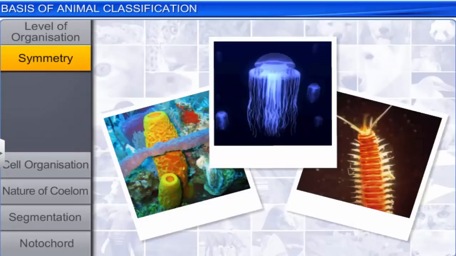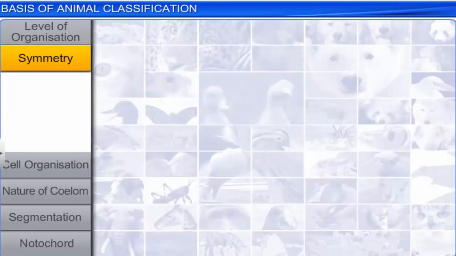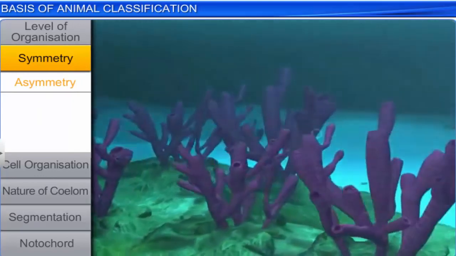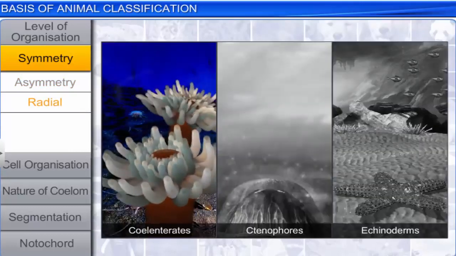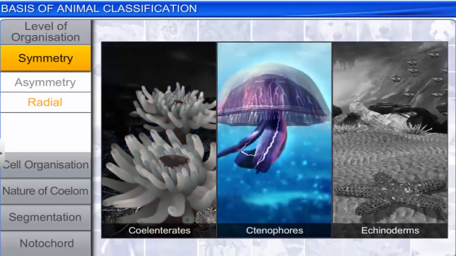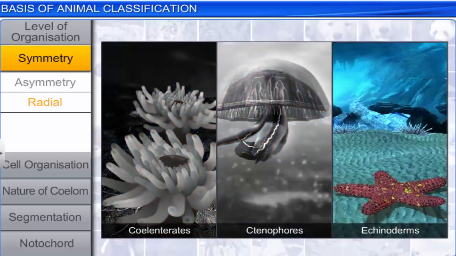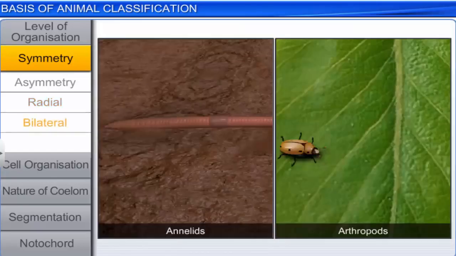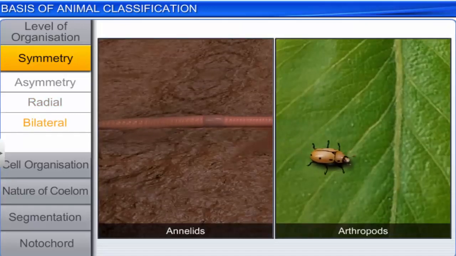Symmetry is another feature by which animals are classified. They can be asymmetrical, like sponges, or have radial symmetry, like coelenterates, ctenophores, and echinoderms. However, most animals like annelids and arthropods have bilateral symmetry.